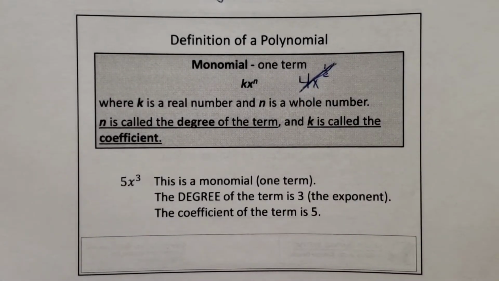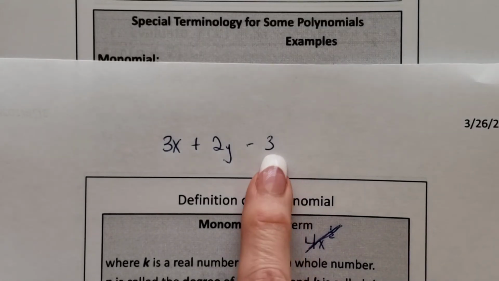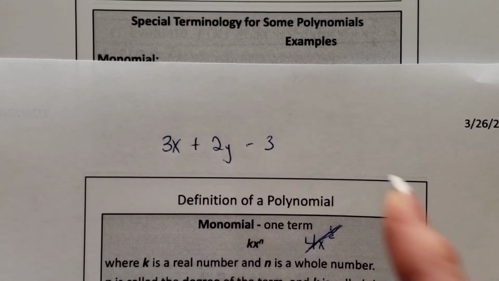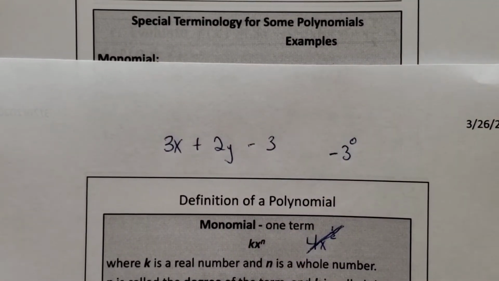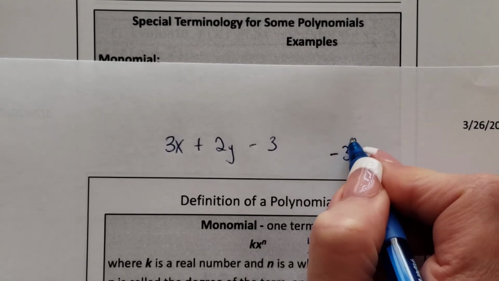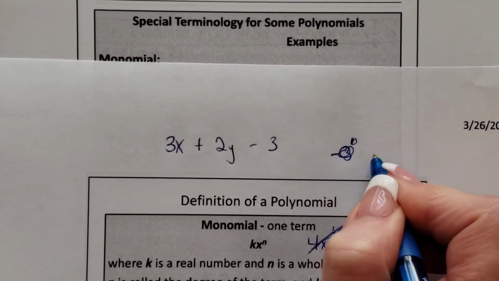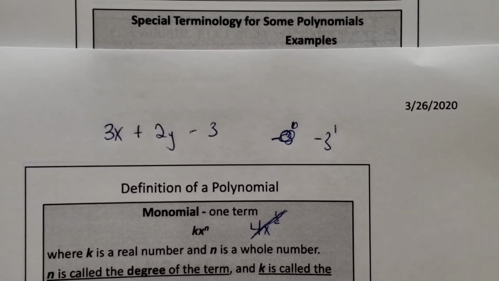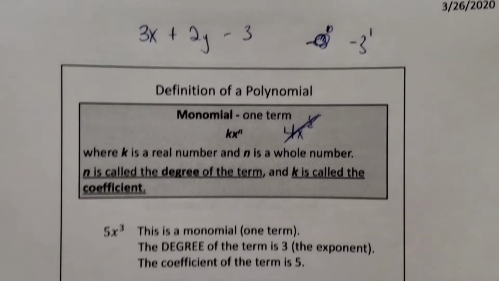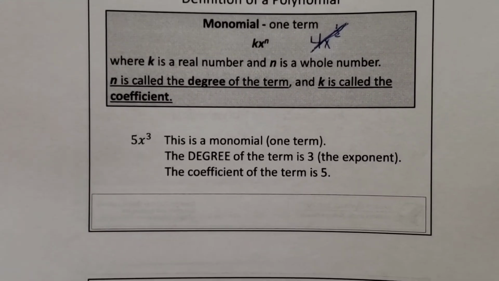So even if you have a whole number by itself, like the number -3, could we write -3 with an exponent? Yes, we could, because remember the exponent of 1 would give the number itself. If I raise -3 to the first power, that has a positive whole number exponent, so that would be considered a polynomial. Okay, so if you have only one term, it's called a monomial.